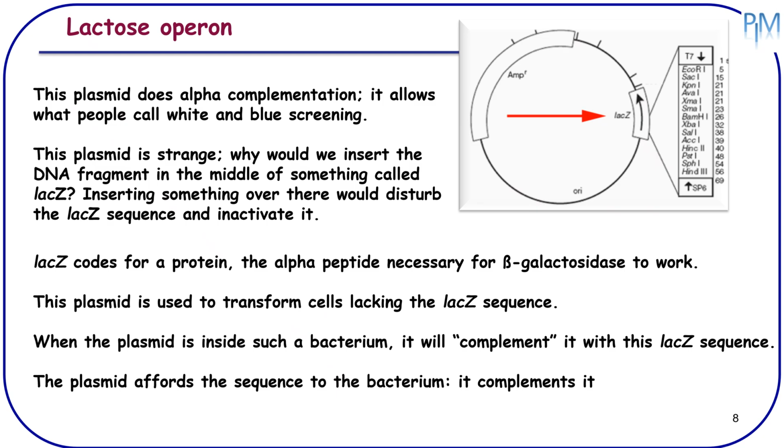Lactose operon, a very important component in the cloning vectors. The plasmid is pretty neat because it helps with white and blue screening through alpha complementation. The only thing that seems a bit strange is that the DNA fragment is inserted into the middle of lacZ, which can make it inactive. Normally, lacZ codes for a protein called the alpha peptide, which is super important for the smooth functioning of beta-galactosidase. But when this plasmid is used to transform lacZ-deficient cells, it complements the sequence and gives it what it needs to work properly. Pretty cool, right?